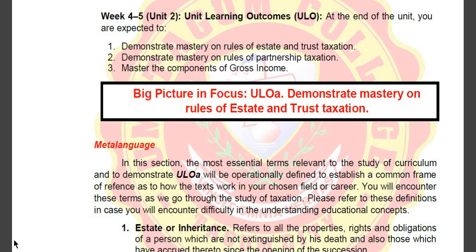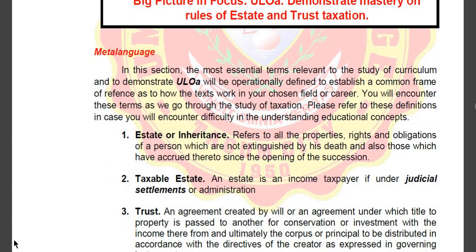We are now on week 4 to 5, unit 2. At the end of the unit, you are expected to demonstrate mastery on rules of estate and trust taxation, demonstrate mastery on rules of partnership taxation, and master the components of gross income. Now, under the unit learning outcome A, you have to demonstrate mastery on rules of estate and trust taxation.